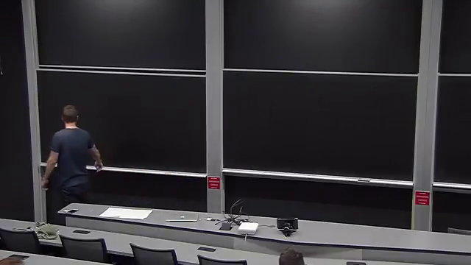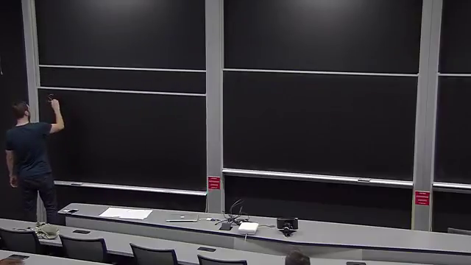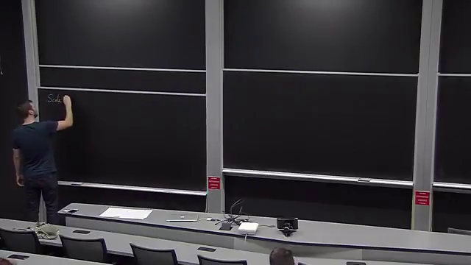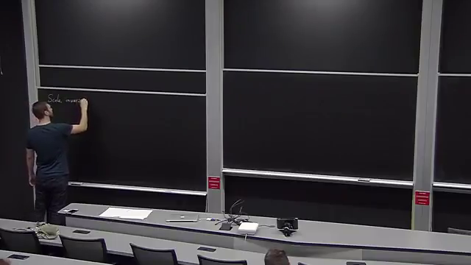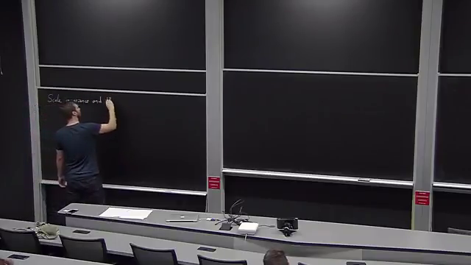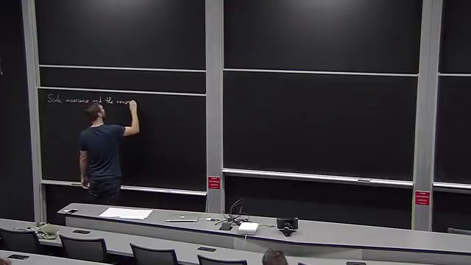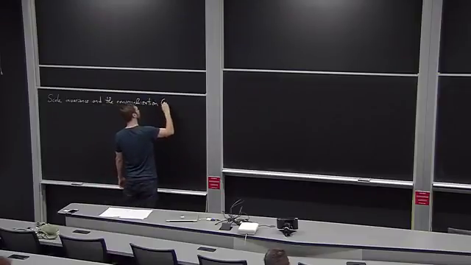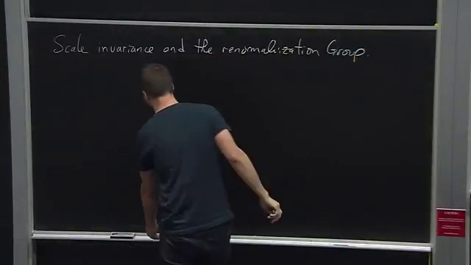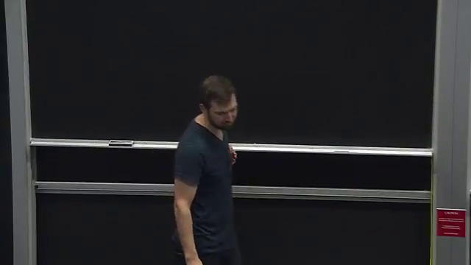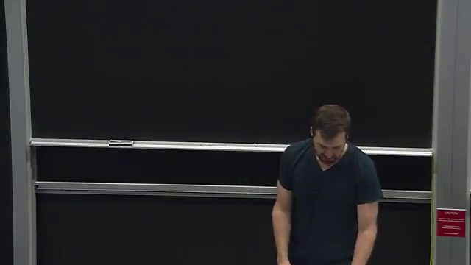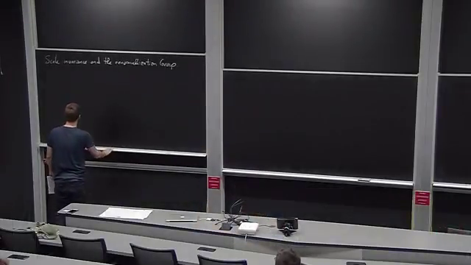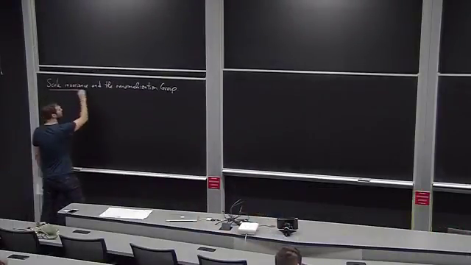So today we're going to start talking about scale invariance and use it to derive the renormalization group. So scale invariance is exactly what you saw in those pictures that were precisely at the critical point.